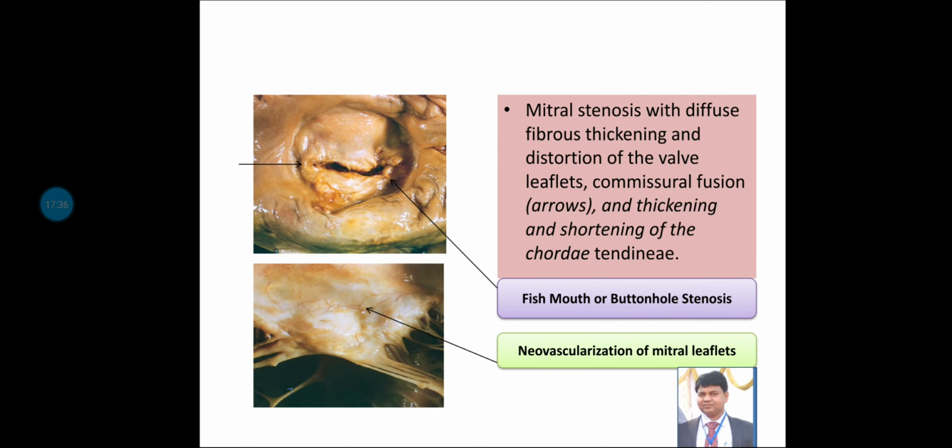Here the mitral stenosis with diffuse fibrous thickening and distortion of the valve leaflets, the commissural fusion, and thickening and shortening of the chordae tendineae is evident. You can see the fish mouth or buttonhole stenosis in the diagram, and simultaneously we can see the neovascularization of the mitral leaflets. The presence of newly formed capillaries is seen in the mitral leaflets.